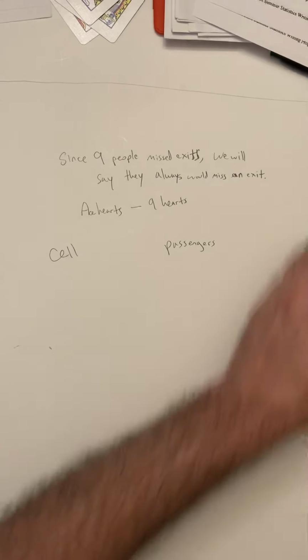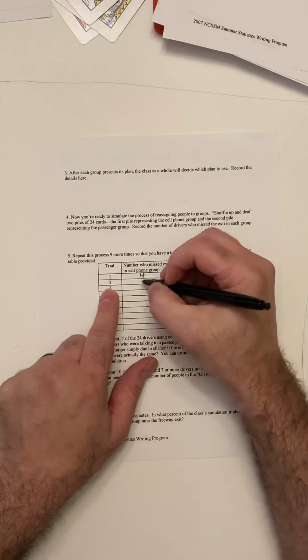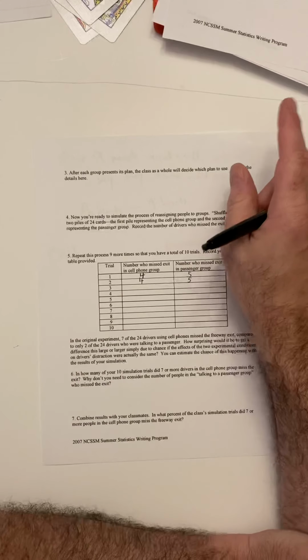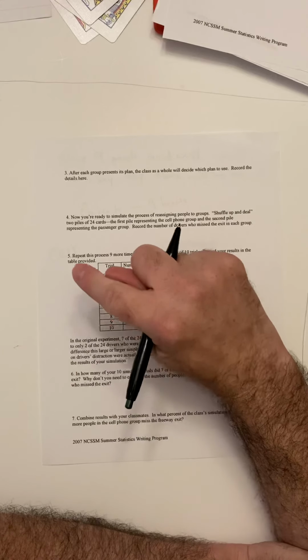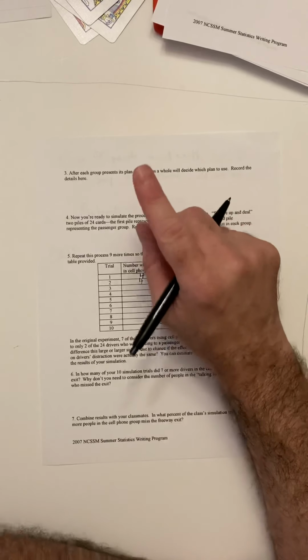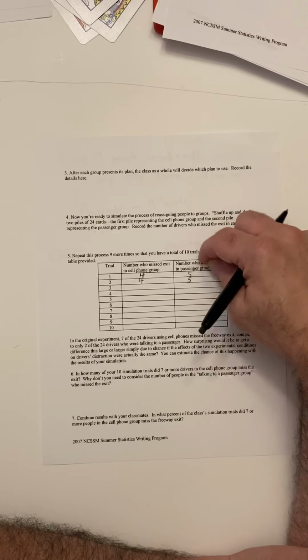And I'll show you what we're going to do. So now, the second time I tried this, we got 4 and 5 again. Okay? Remember, in the original, 7 people missed the exits from the cell phone group, and 2 people missed the exit from the passenger group.